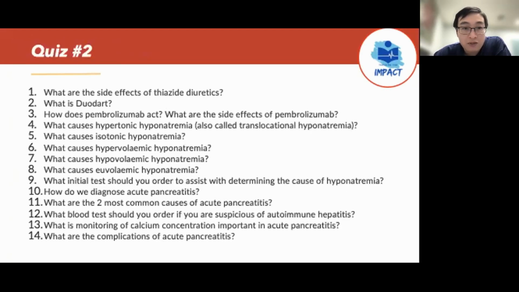Cool. So a couple of questions there for you to think about. I won't go through them all, but hopefully, next time you think you have a patient with hypernatremia, you can think through what could be causing it in a systematic way. And some niche things: what blood tests would you order if you're suspicious of autoimmune pancreatitis? You would order an IgG4 level.